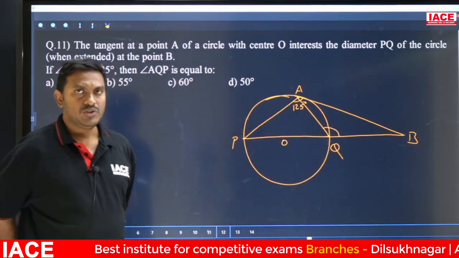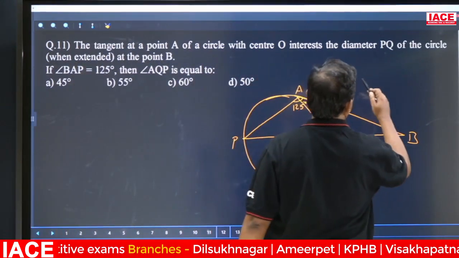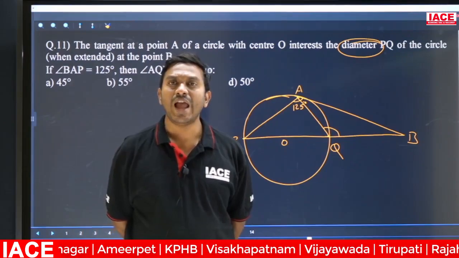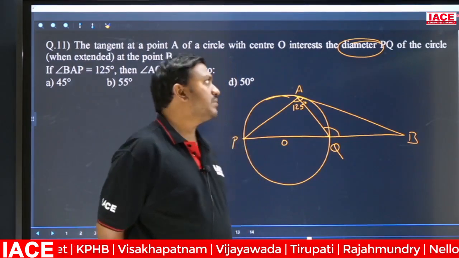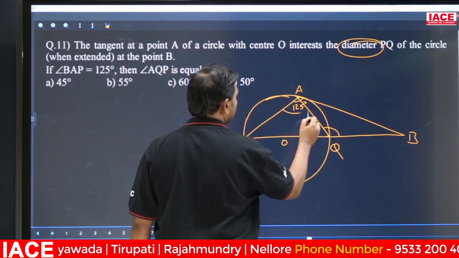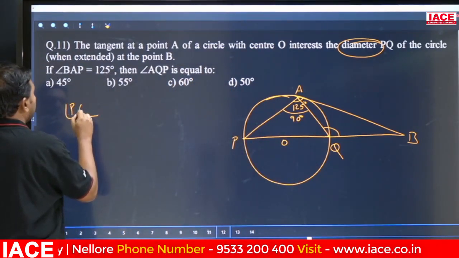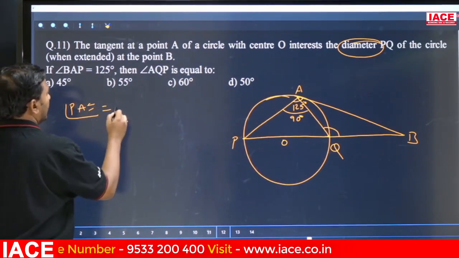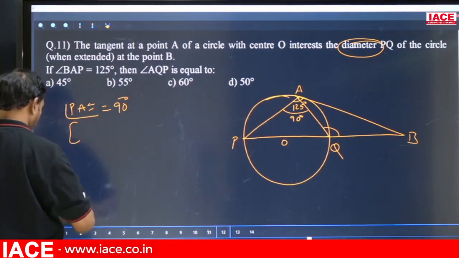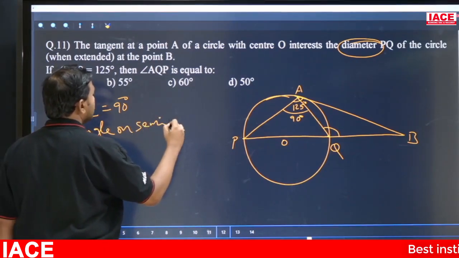Right? So first of all, what are the clues we are identifying? The first clue is diameter. Diameter means angle on a semicircle is 90 degrees. So what happens here? Angle PAQ is how much? 90 degrees, right? Angle on a semicircle.